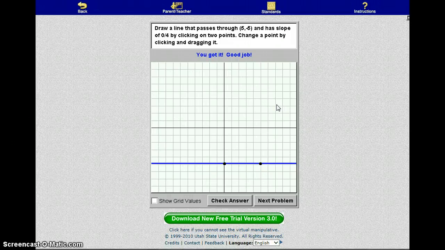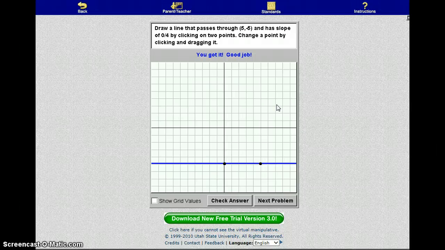And what we're going to do in this problem is draw a line that passes through a given point with a given slope. So we have been given two conditions, a point on the line and the inclination or the slope of the line. We are going to use a virtual manipulative that is developed by Utah State University, and it's part of their National Library of Virtual Manipulatives.